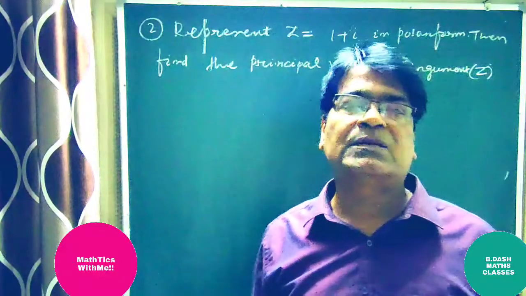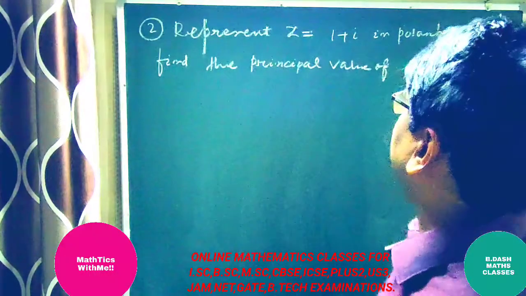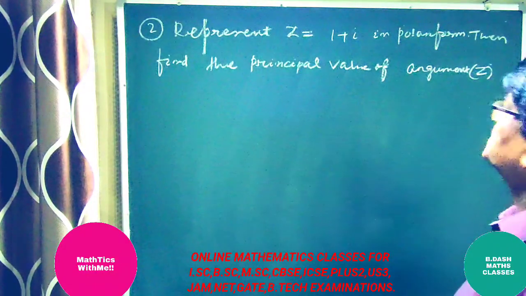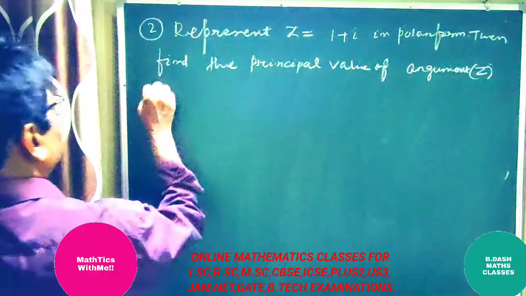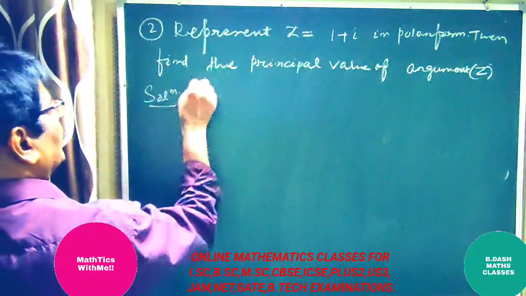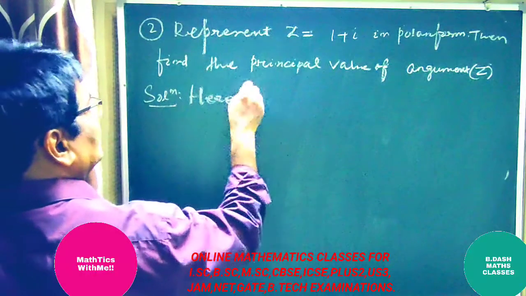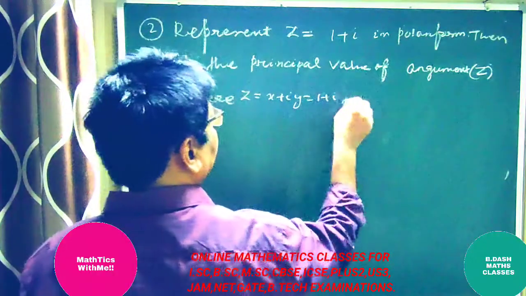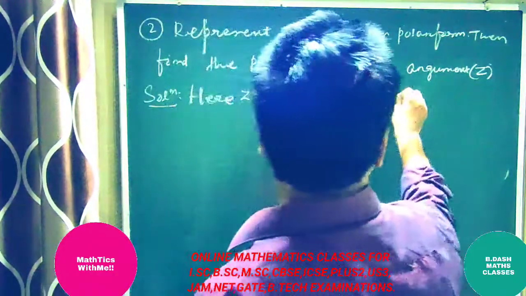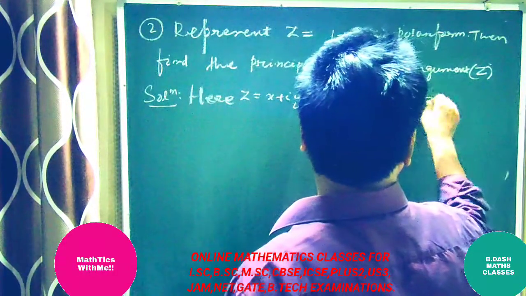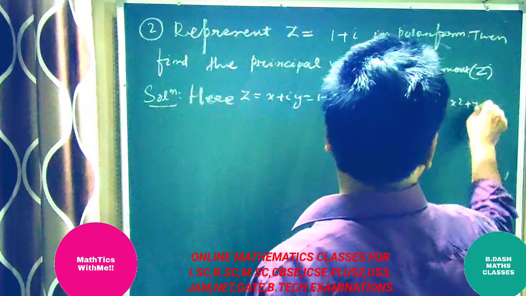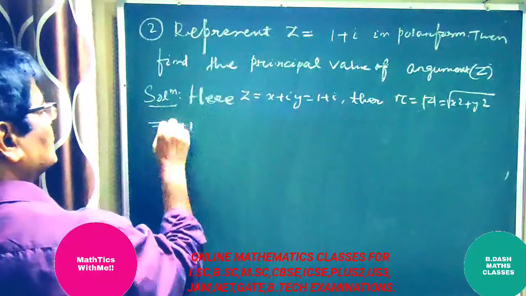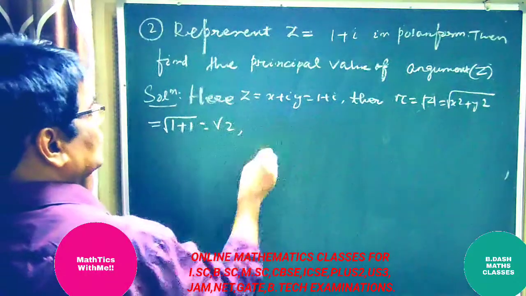So our next question is represent z is equal to 1 plus i in polar form. Then find the principal value of argument of z. Solution. Here z is equal to x plus iy is equal to 1 plus i. Then r is equal to mod z, square root of x square plus y square, which is equal to square root of 1 plus 1, is equal to root 2.